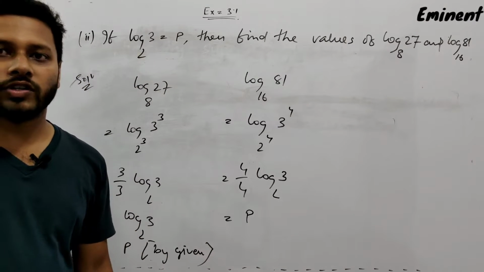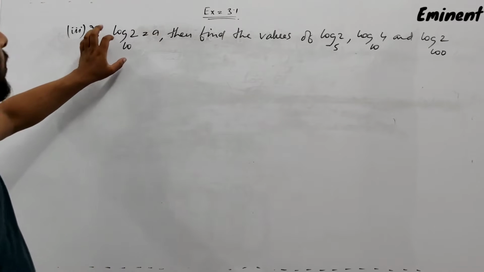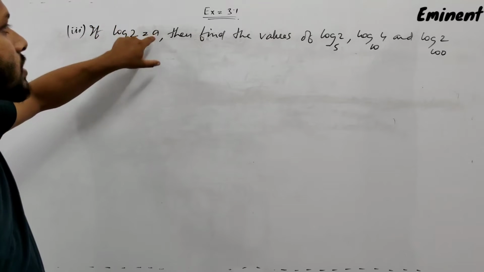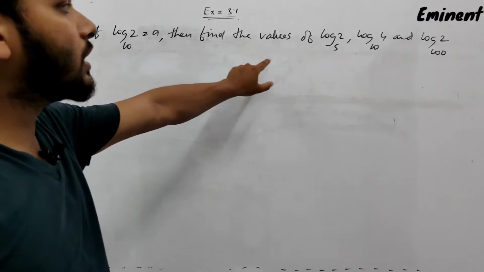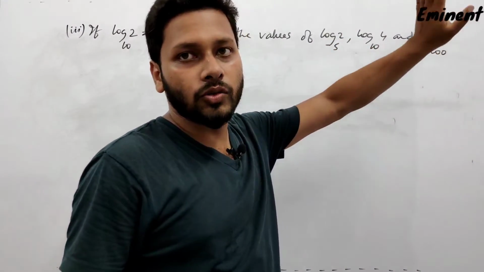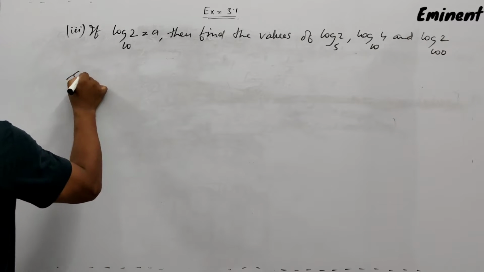Now let's move to the next question of 3. So here this is our question. Okay, so that means the value of log base 10 2 is equal to a. It is given. The value of a is given. Then we have to find the values of log base 5 2, log base 10 4, and log base 100 2. So how can we find them? Let's start with the first one.